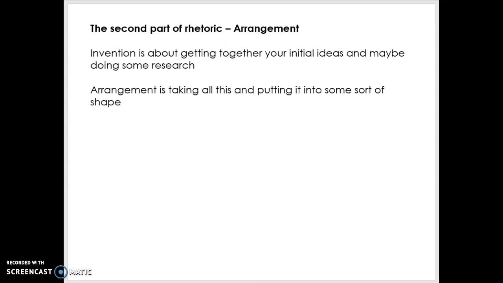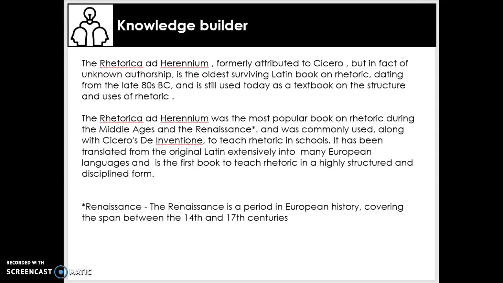So the second part of rhetoric is what they call arrangement. We've covered invention, which was all about coming up with ideas and doing your research. Arrangement is all about taking those initial ideas and putting them into order. Because actually what makes a good speech is how well structured it is, how shaped and ordered the ideas are, not just the ideas themselves. So I'm just going to go through with you how to build and arrange the notes and ideas you should have.